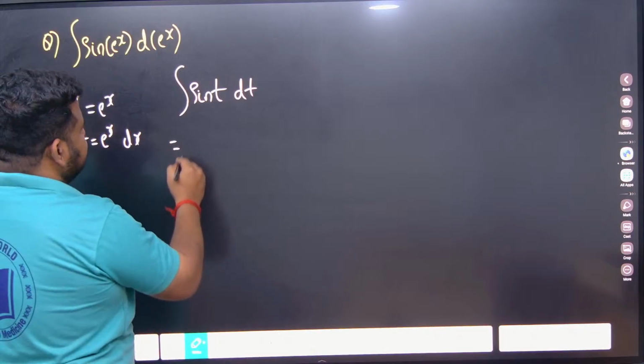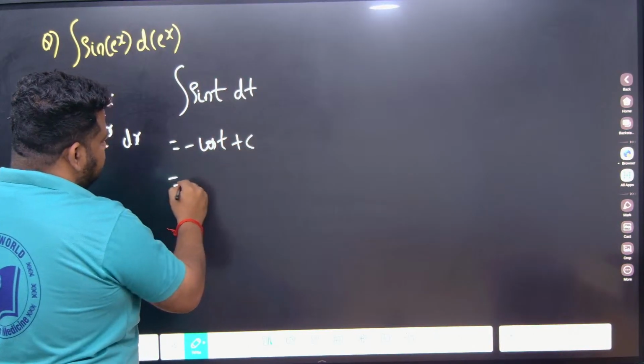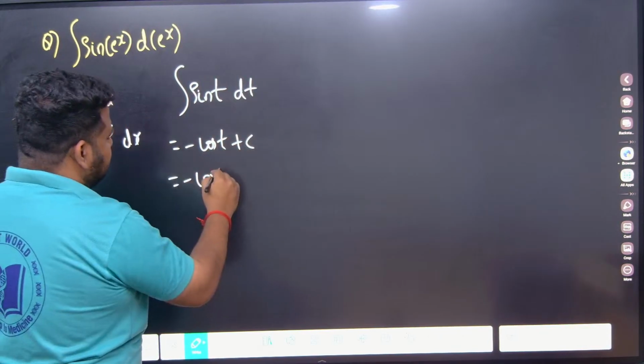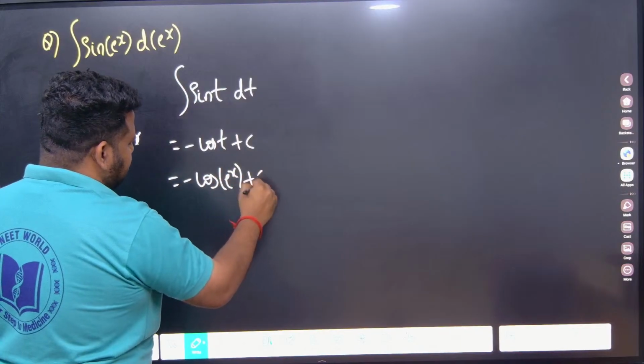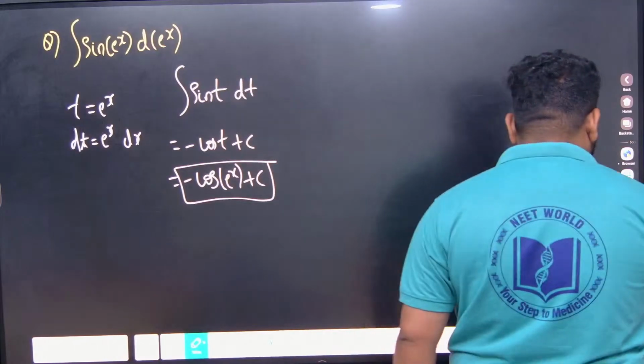Now the integral of sin t is nothing but minus cos t plus c. Minus cos t is what? Minus cos of e^x plus c. That's all. Simple, very simple. Got it?